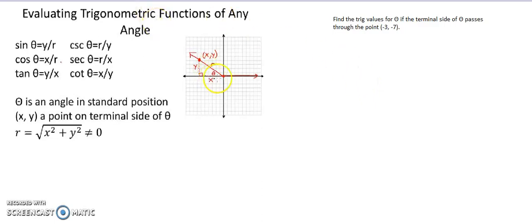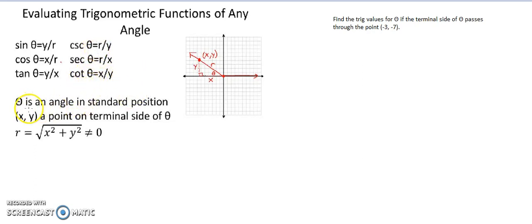Okay, in this section, we move off of the unit circle and we start looking at trig values of any angle. And we have to take into account now the radius. Because we're off the unit circle, it's no longer 1. And to do that, we get sine theta is not just y, but y over r. And cosine is x over r, and then so on. We get all of our trig values.